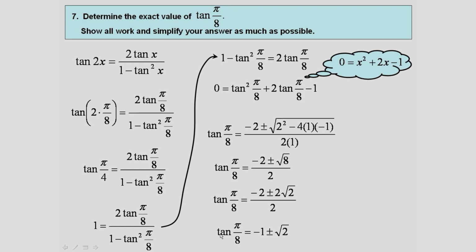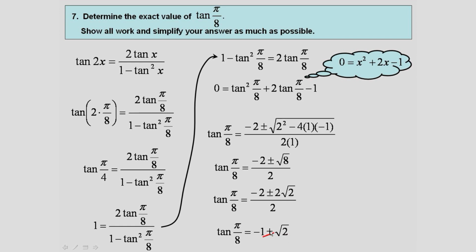So tan should work out to a positive value in quadrant 1. But if we do negative 1 minus root 2, there's no way that's going to be positive. So we can't use the minus sign here. It leads to a negative answer, and tan of something in quadrant 1 should be positive. So we've got to get rid of the negative option.